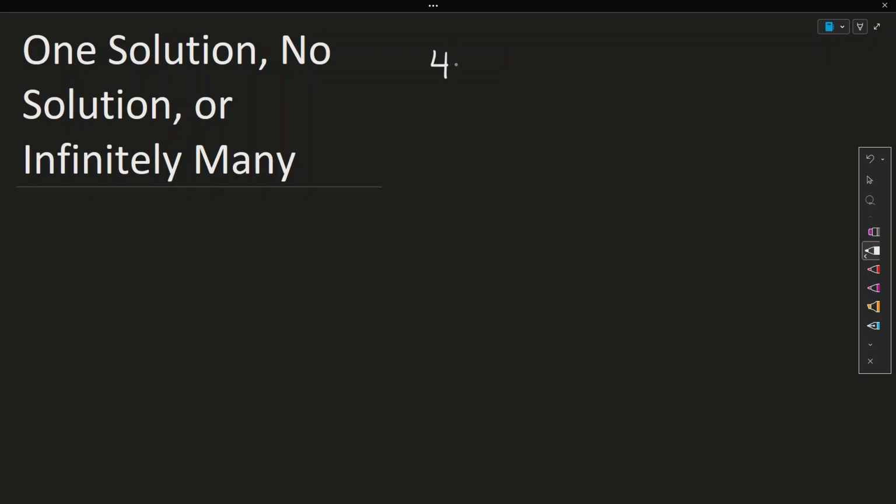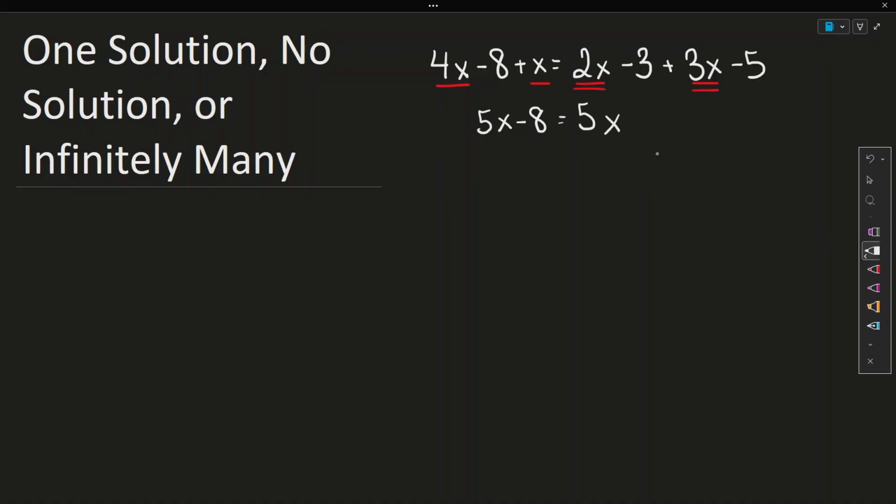Now, consider 4x minus 8 plus x equal to 2x minus 3 plus 3x minus 5. Let's combine like terms. On the left-hand side, we have a 4x and an x. Those will combine to give 5x minus 8. For the right-hand side, we have a 2x and a 3x. That'll combine to make 5x. But we're not done. We also have a -3 and a -5, which will combine to make -8. So our equation is now 5x minus 8 equal to 5x minus 8.